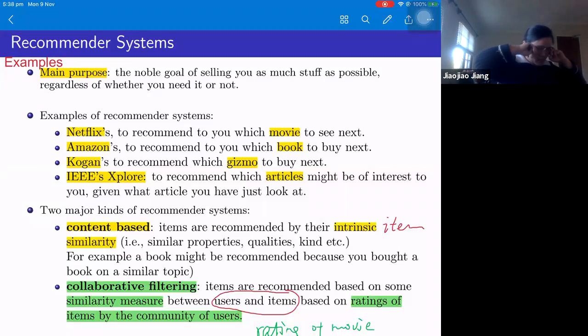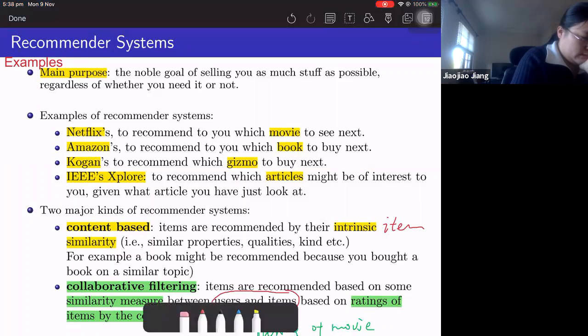Let's move on to talk about recommender systems. Recommender systems have been used for years and in different systems. Let's take a look at a few examples. If you're using Netflix, the recommender system would recommend which movie you want to see next. If you're using Amazon, Amazon would recommend which book you may buy next time.